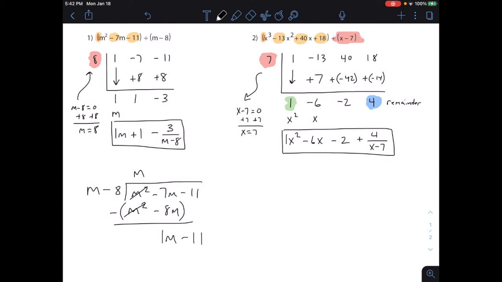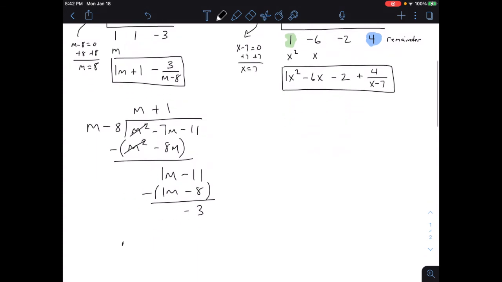So we bring that negative 11 down. And then we have m and 1m. Well, that's just a 1, so we're going to have plus 1. You can see it's kind of working out. We're getting the right things. So 1 times m is 1m. 1 times negative 8 is negative 8. But remember, we're subtracting that. So when we subtract that, we're actually adding the 8. So we end up with negative 3. And that's what we had before, right? So we got the same answer. So we have m plus 1 minus 3, and then we're divided by m minus 8.